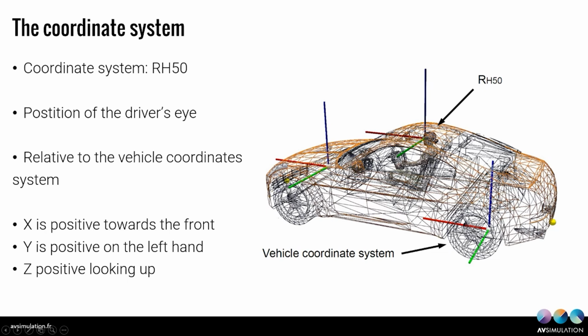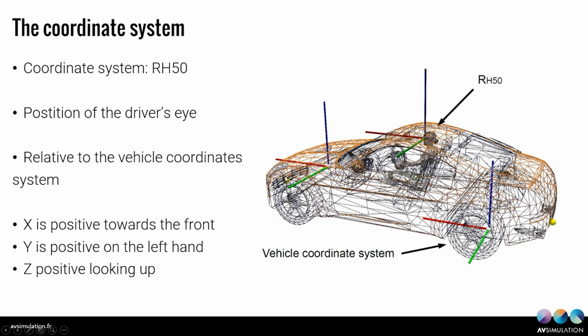So in this scheme, you see that this is the referential of the coordinate system we are using to configure the visual. And this referential is relative to the vehicle's coordinate system. So anytime the vehicle moves, we do not have to update this referential because it is relative to the coordinate system of the car.